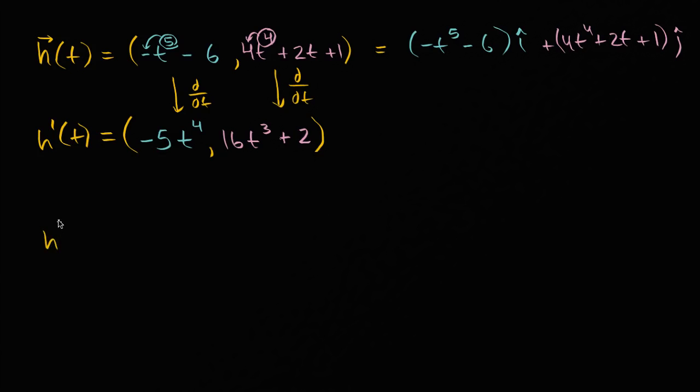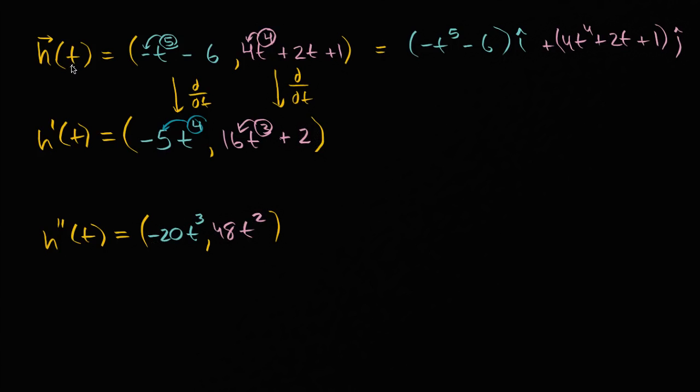So if we say h prime prime of t, what is that going to be equal to? Well, we just apply the power rule again. 4 times negative 5 is equal to negative 20 t to the 4 minus 1, so t to the third power. And then we have 3 times 16 is 48 t squared, and then the derivative of 2 is just 0. And so there you have it.